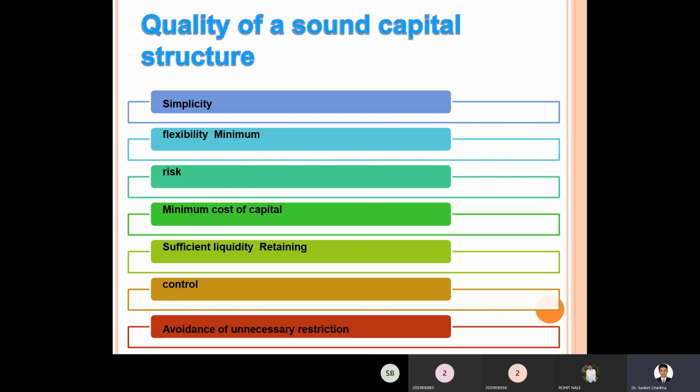The next thing is control. Proper control of the top management and the middle management should be made available, with information on how the composition should be made and how the optimum mix should be made, so that a proper equity and debt structure is designed and provides a constant rate of returns to the organization. And lastly, avoidance of unnecessary restrictions.